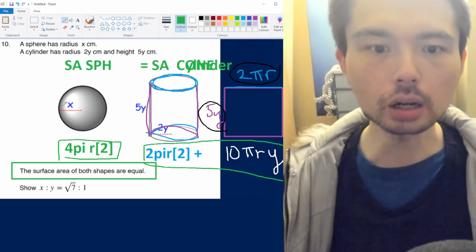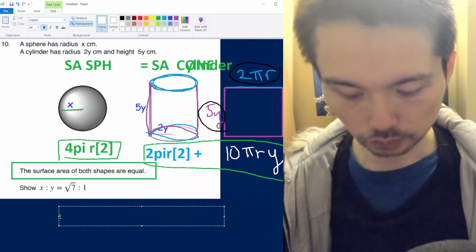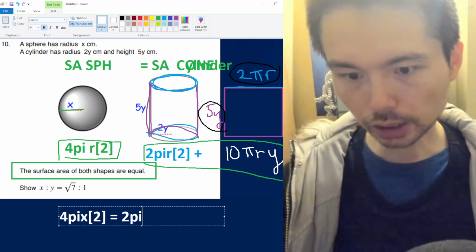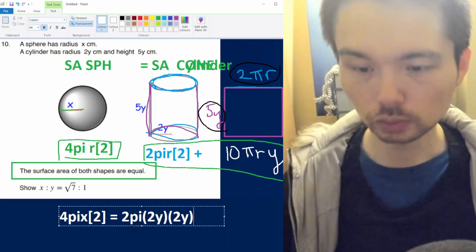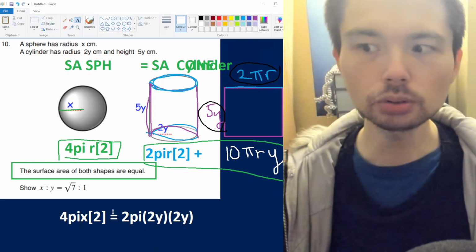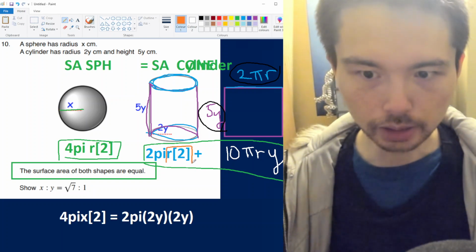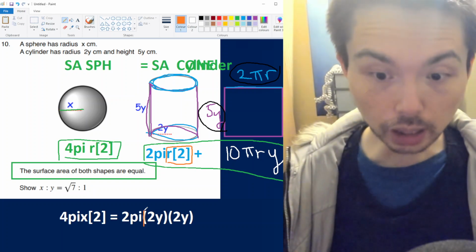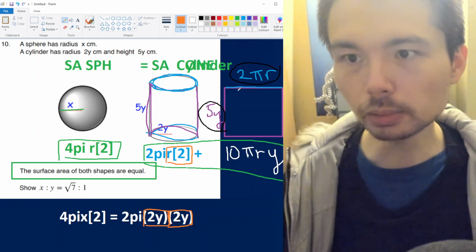Look at this bit. R is equal to x. So we have 4 pi times x squared is equal to 2 pi. Now, if we look at this shape, the radius is 2y. So think of it like 2y times 2y. Just want to make that really clear because I do appreciate GCSE Maths can be tough. R squared. R is 2y. So r squared means 2y times 2y. That'll be 4y squared.